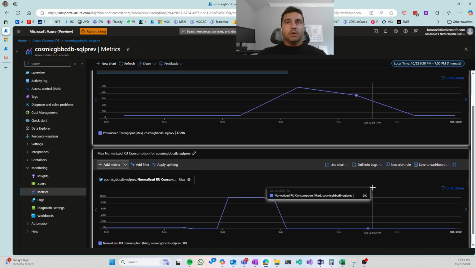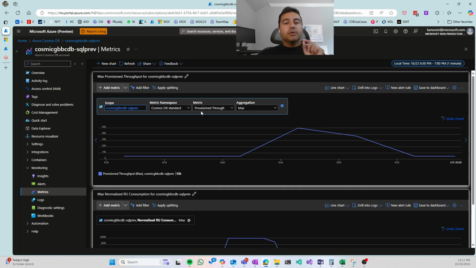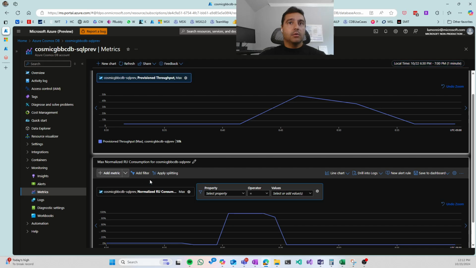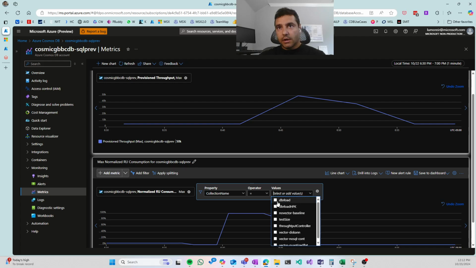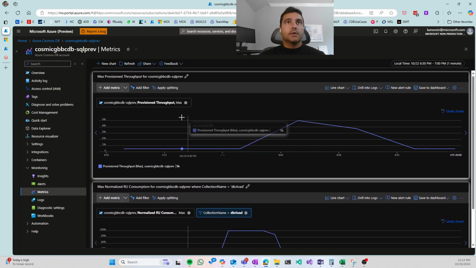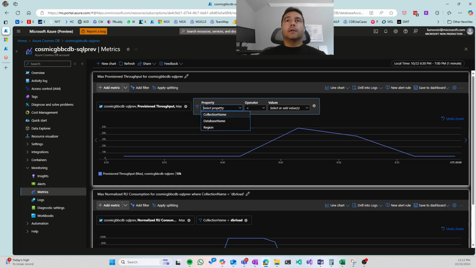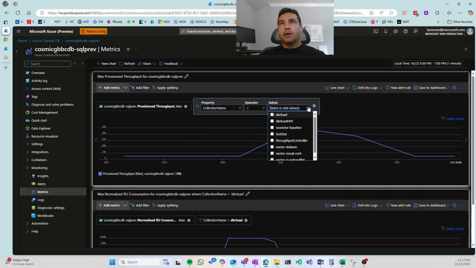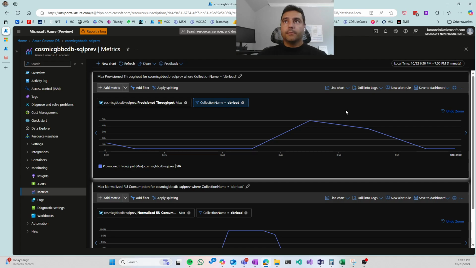What I want to show here is that provisioned throughput is a metric that shows, for collections that you have autoscale, what is the current value for your provisioned throughput. So it's really important, as we go through the normalized RU, that I always filter to get my collection. So I want to get DBR loads and I want to add the same filter here. I want to have DBR loads as well.